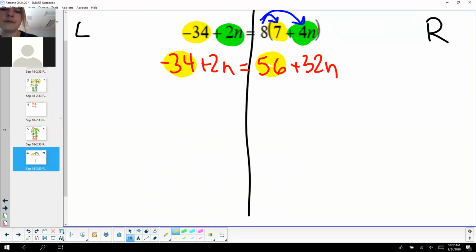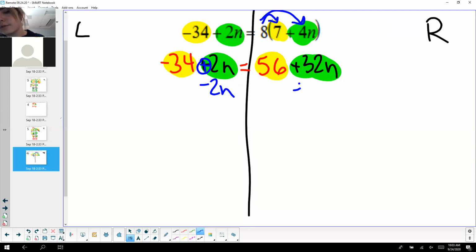All right, now that we're at this point, we've got negative 34 and 56. We've got 2n and 32n. So we've got our variables highlighted and our constants highlighted. We've got one of each on either side of the equal sign, so now we can start moving stuff around. Again, I'm going to look for my smaller variable term. So what is smaller? 2n or 32n? 2 is smaller than 32, so since this is a positive, I'm going to subtract 2n from both sides.